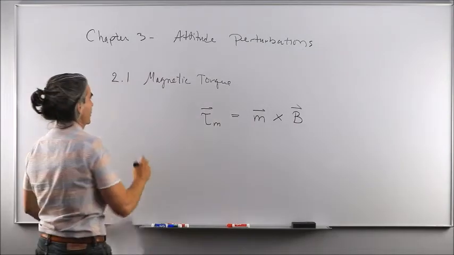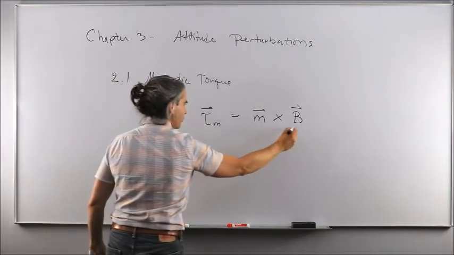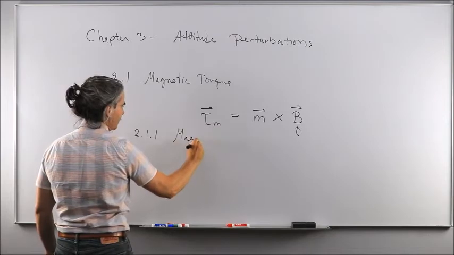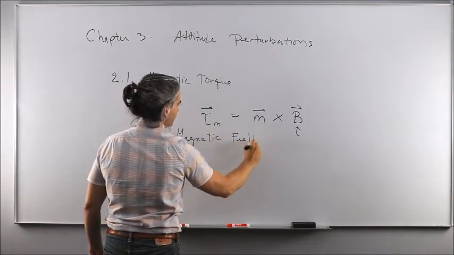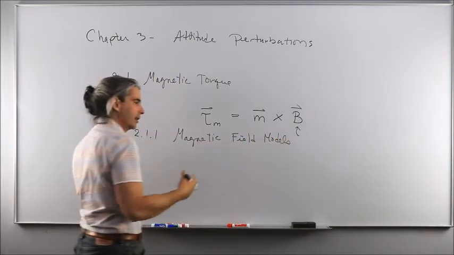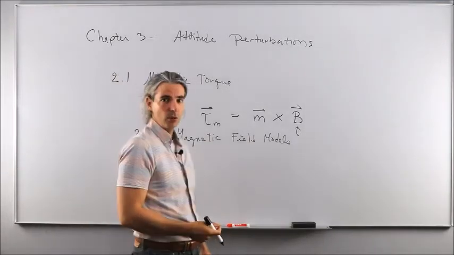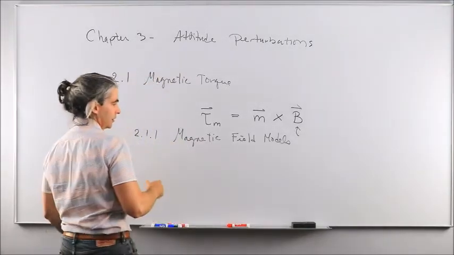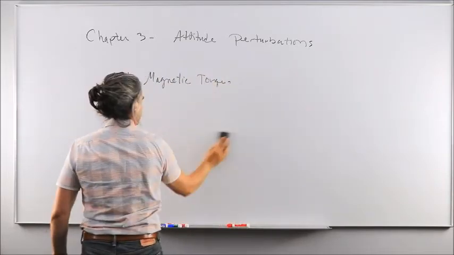Okay. Now the question is in 2.1.1, how can we model this Earth magnetic field vector? Or specifically, we're going to have a look at different magnetic field models, ranging from the most generic, most complex one down to the most simplistic one that we're going to use for all practical applications within the context of this course, okay? So let's do that.